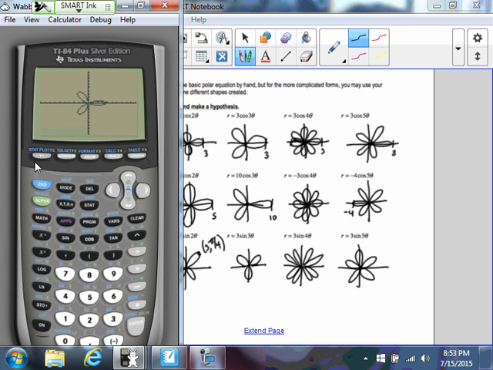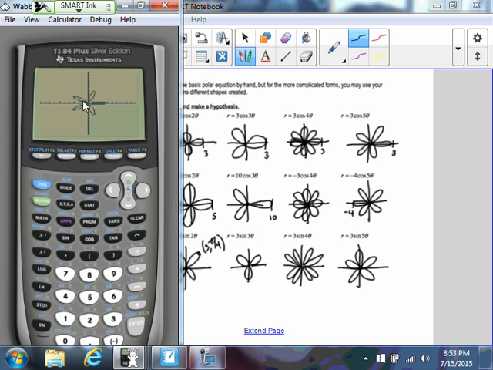Okay, notice how I have 3 little petals. If I go to my y equals and I change that 3 and make it 4, and then I hit graph, I now have 8 different petals. So you can count them, there's 8 there. So what's the pattern here? All right, so if I try 5 and hit graph, I'm back to 5 petals.